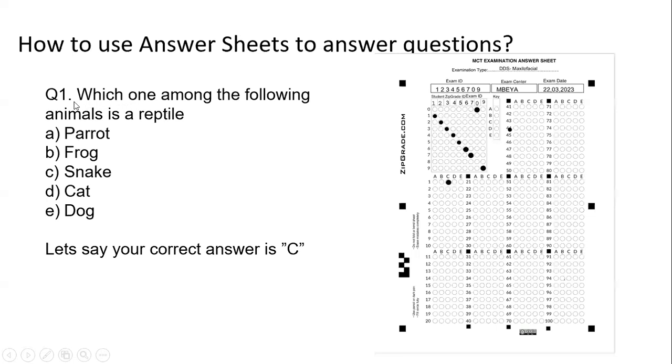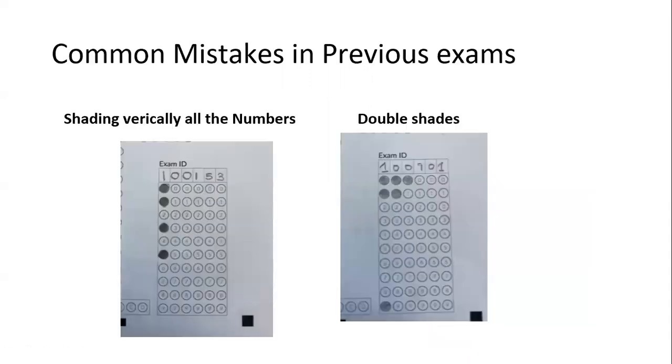So for example, this is question number 1, which says, which one among the following animals is a reptile? So let's say the snake is a reptile, and this is the correct answer, and that letter will be C. So you have to go to question number 1 and then shade in full the cycle that corresponds with C, because this is your correct answer. So you keep doing that up to question number 100. For each question, shade in full the corresponding cycle.